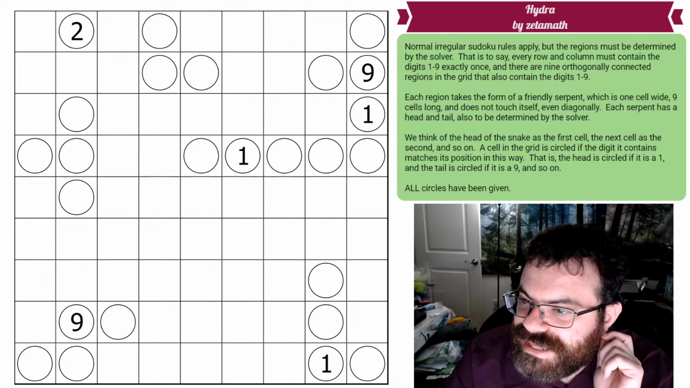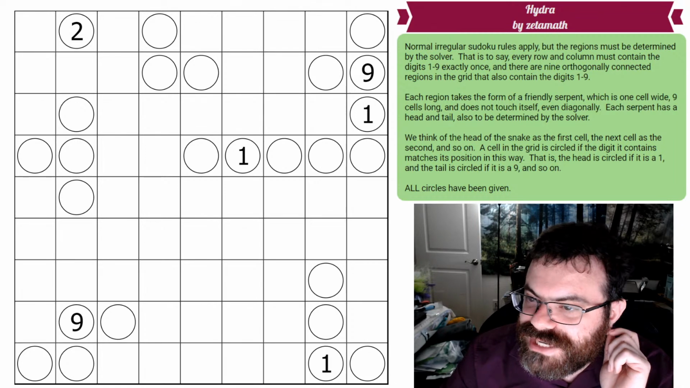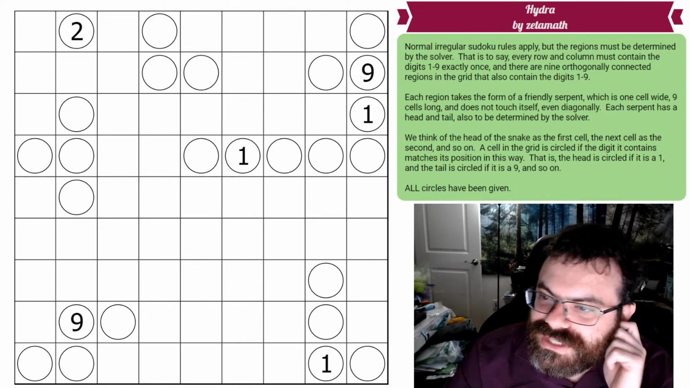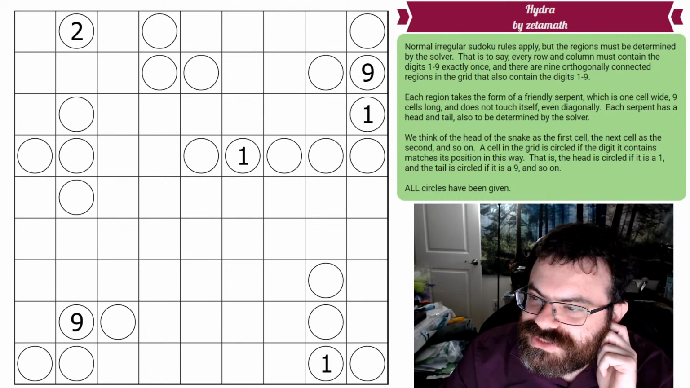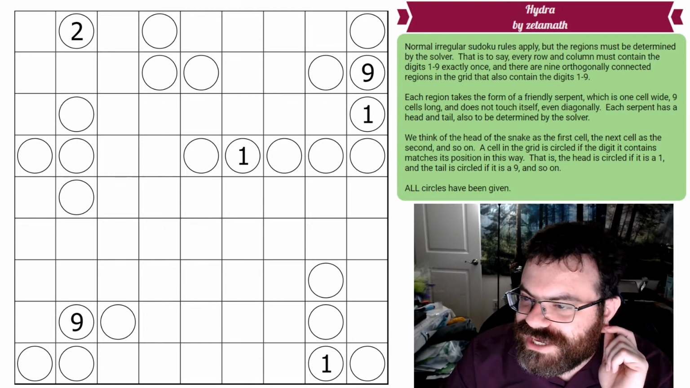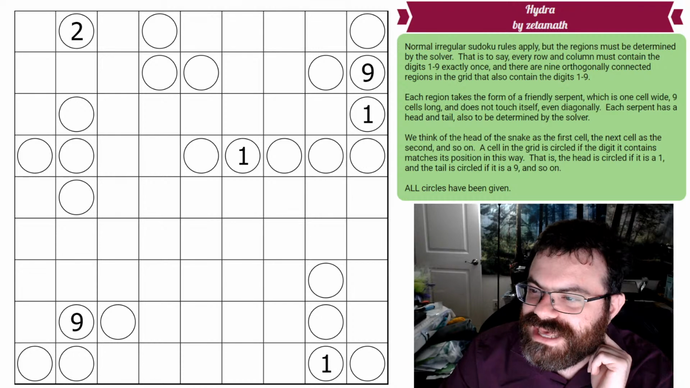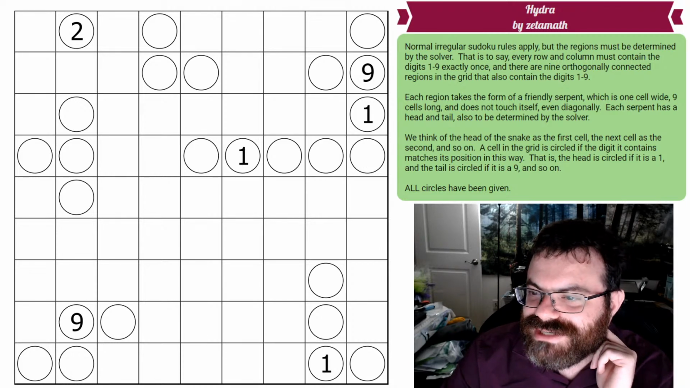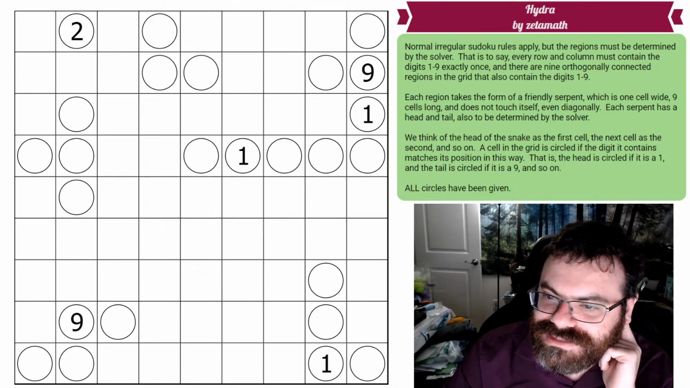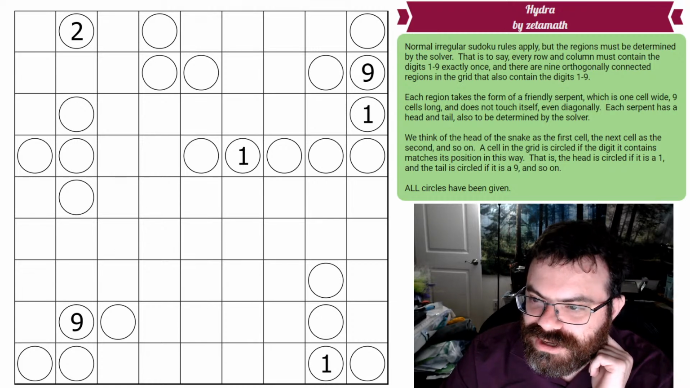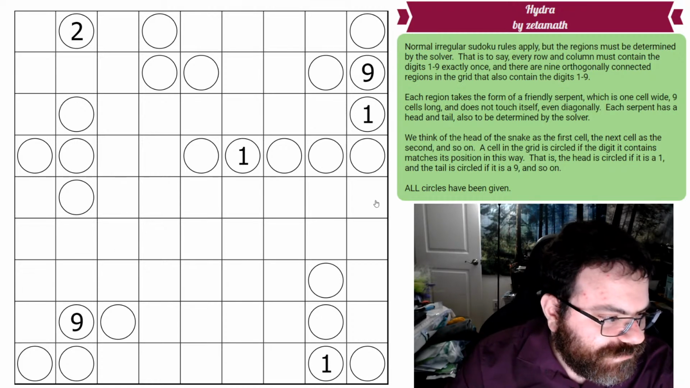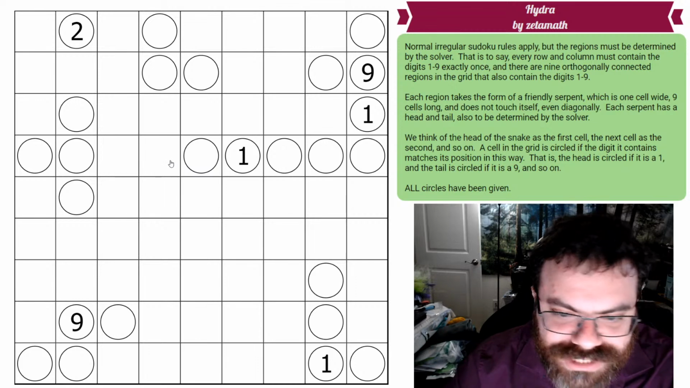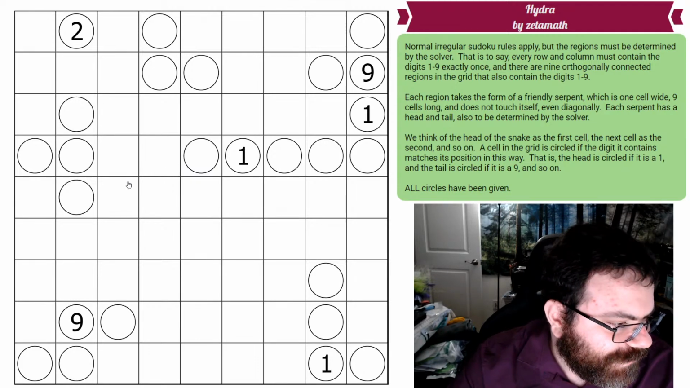So we think of the head of the snake as the first cell, and the next cell as the second, and so on. A cell in the grid is circled if the digit it contains matches its position in this way. That is, the head is circled if it is a 1, and the tail is circled if it's a 9, and so on. All circles have been given. Yes, never let your snake touch itself, even diagonally.